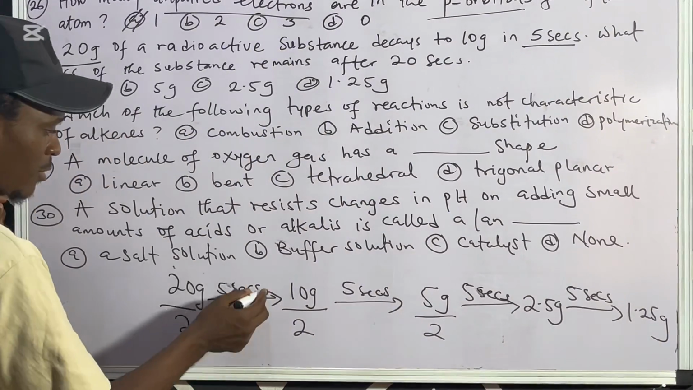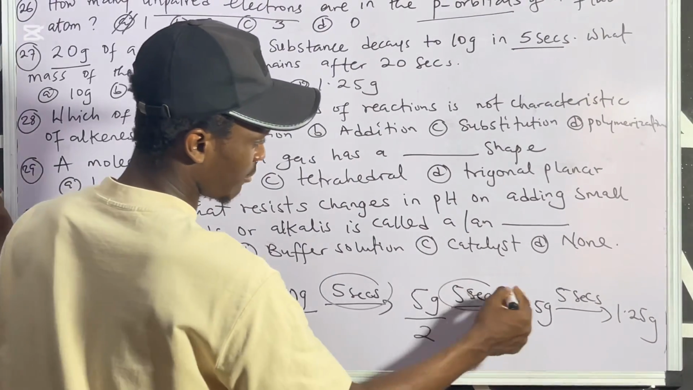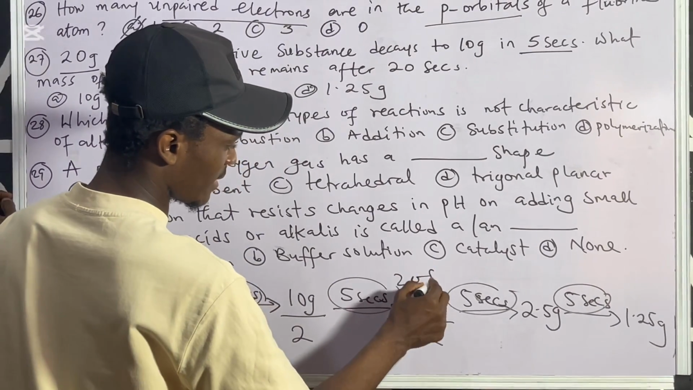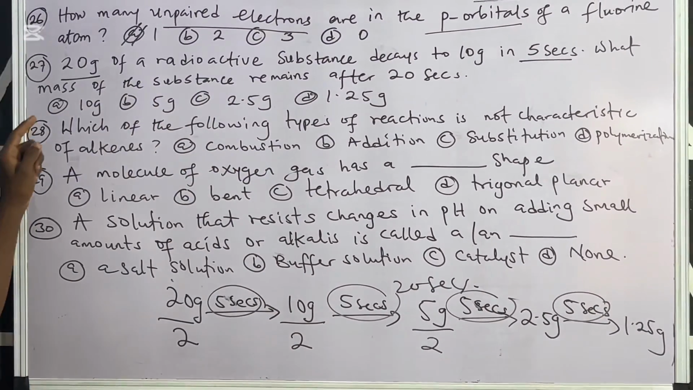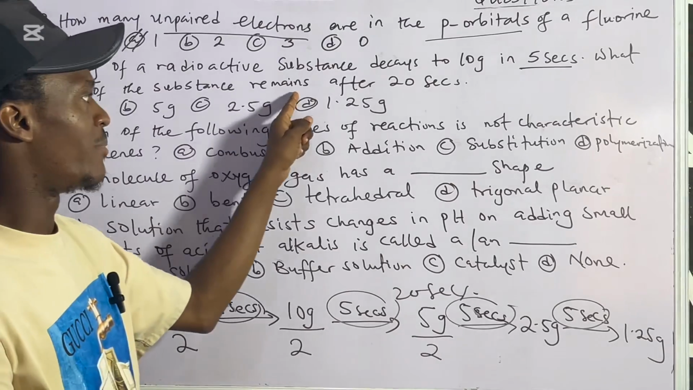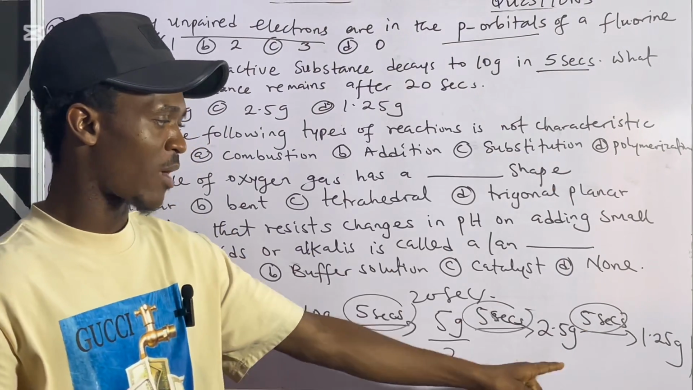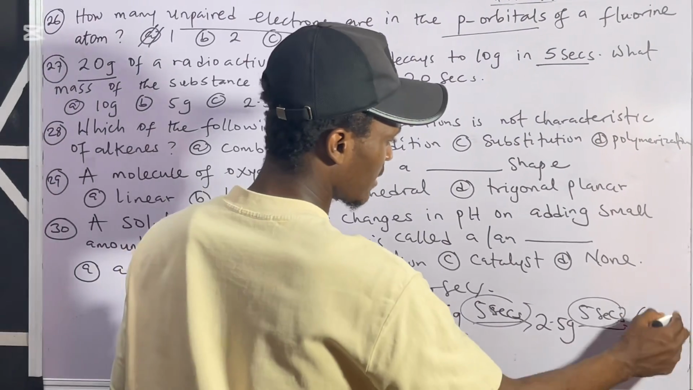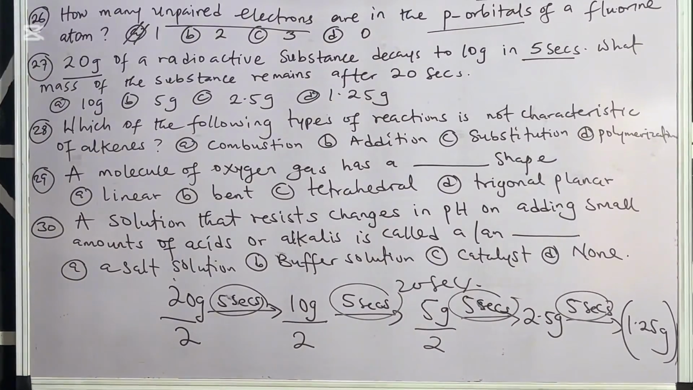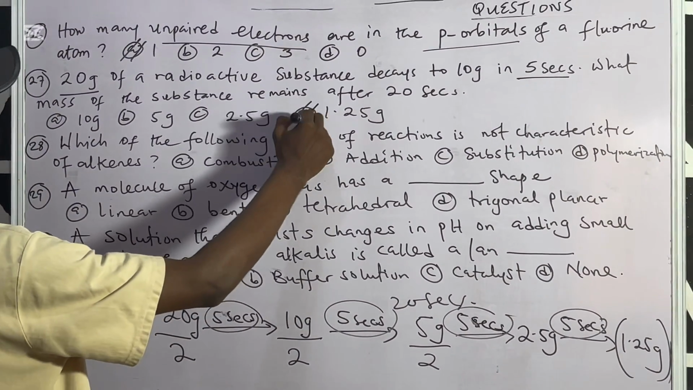So in this case, if you sum up 5 plus 5 plus 5 plus 5, what is it? 20 seconds. So what was the question? He said, what will be the mass of the substance that will remain after 20 seconds? So after 20 seconds, what you are going to be left with is 1.25 grams, which is option D.